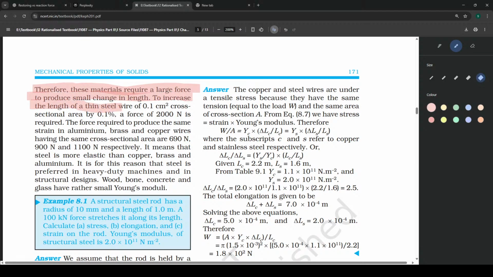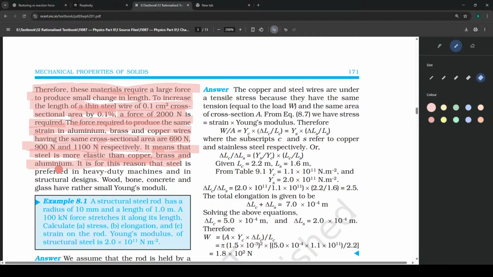To increase the length of a thin steel wire of 0.1 centimeter square cross-section area by 0.1%, a force of 2000 Newton is required. A ridiculous amount of force for a small increase. The force required to produce the same strain in aluminum, brass, and copper wires of the same cross-sectional area are 690, 900, and 1100 Newton respectively. It means that steel is more elastic than copper, brass, and aluminum.